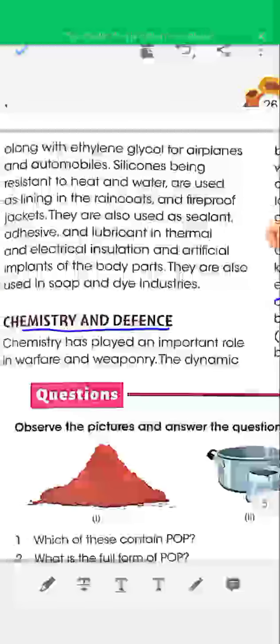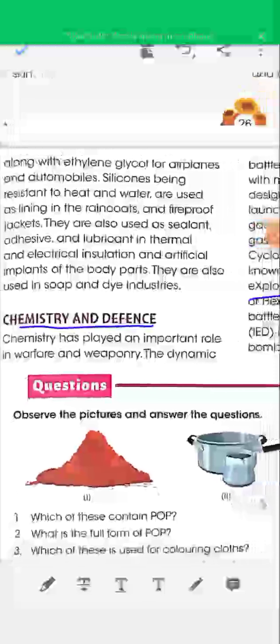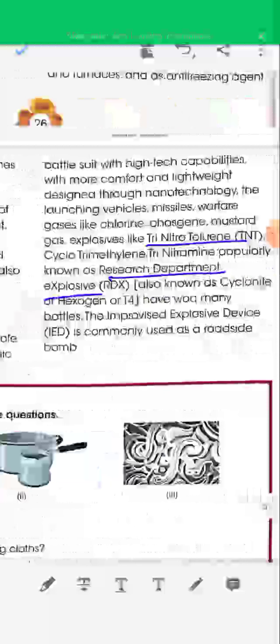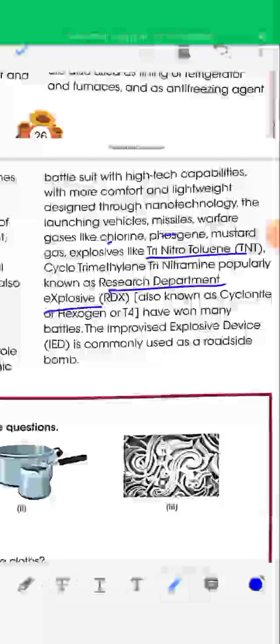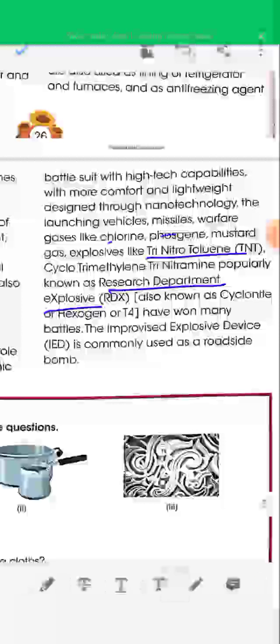Here it is written, chemistry has played an important role in warfare and weaponry. The dynamic battle suit with high-tech capabilities, with more comfort and lightweight design through nanotechnology, the launching vehicle, missile, warfare gases like chlorine, phosgene, explosives like TNT and RDX have won many battles. RDX and TNT are chemical substances used in battles during war. So chemistry has many importance in defense also.